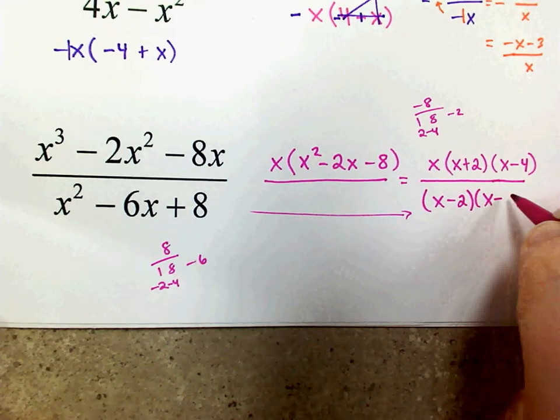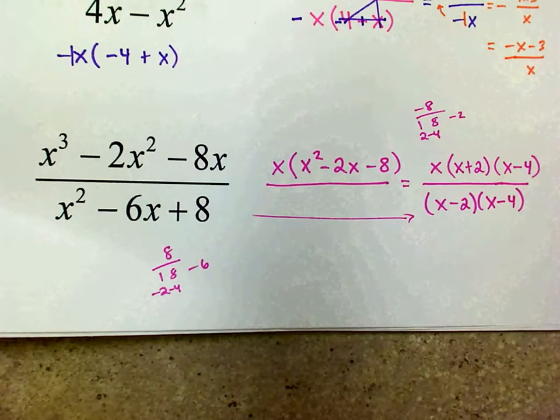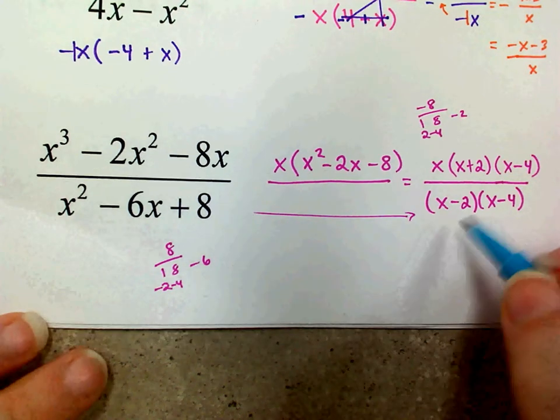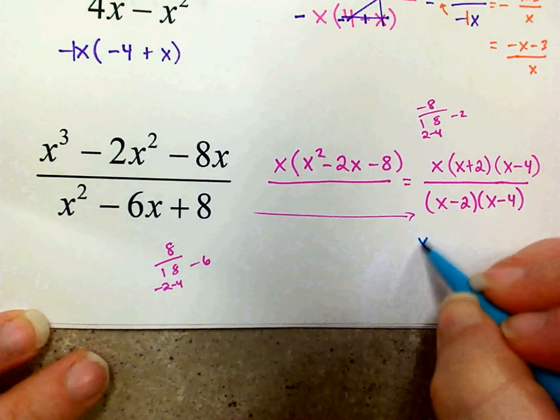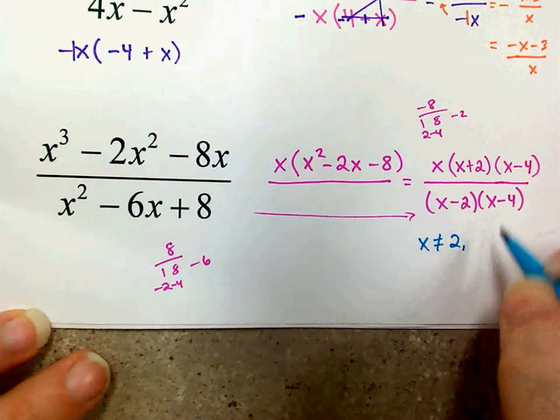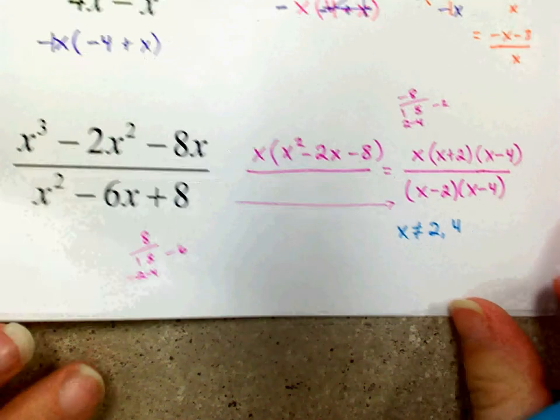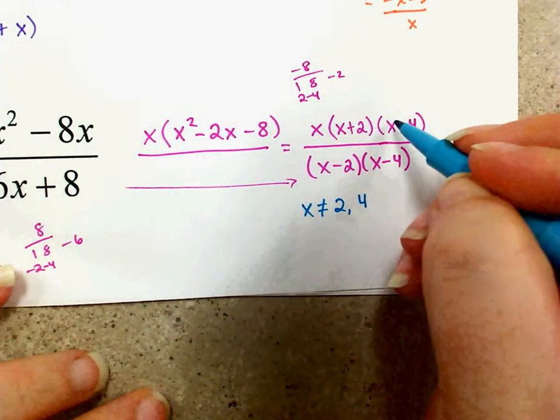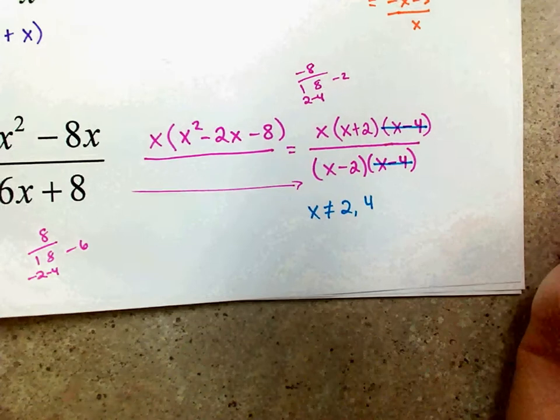Okay, I'm going to go ahead and state the excluded values. Looking at the denominator, I know that x cannot equal a positive 2 because 2 minus 2 is 0, or a positive 4. Okay? As far as simplifying goes, these two are exactly the same, so they divide out to 1. And then I've got these 3 left over.